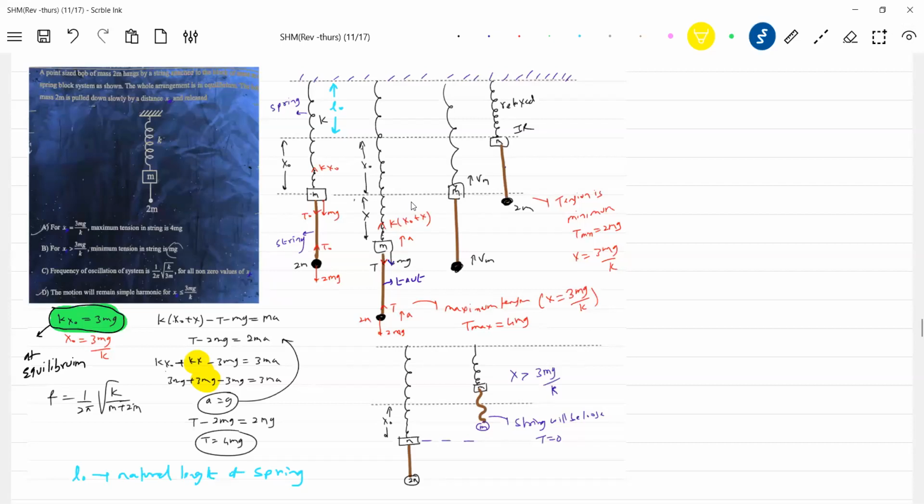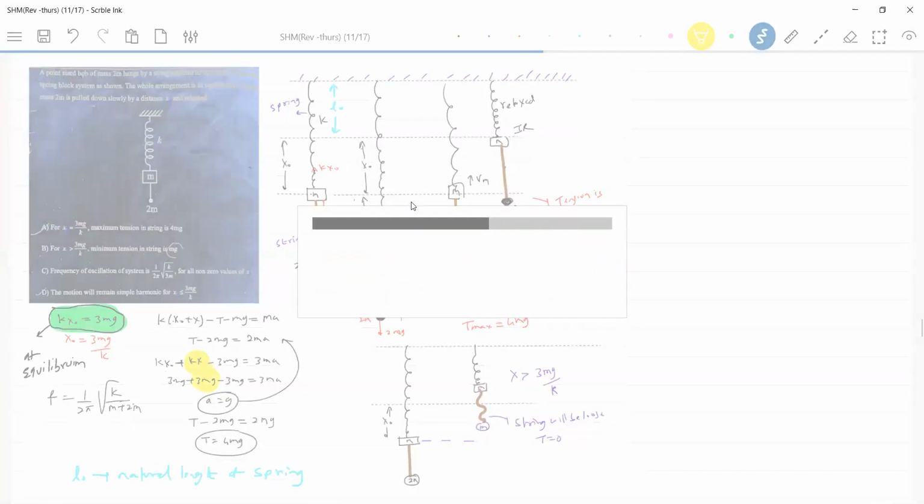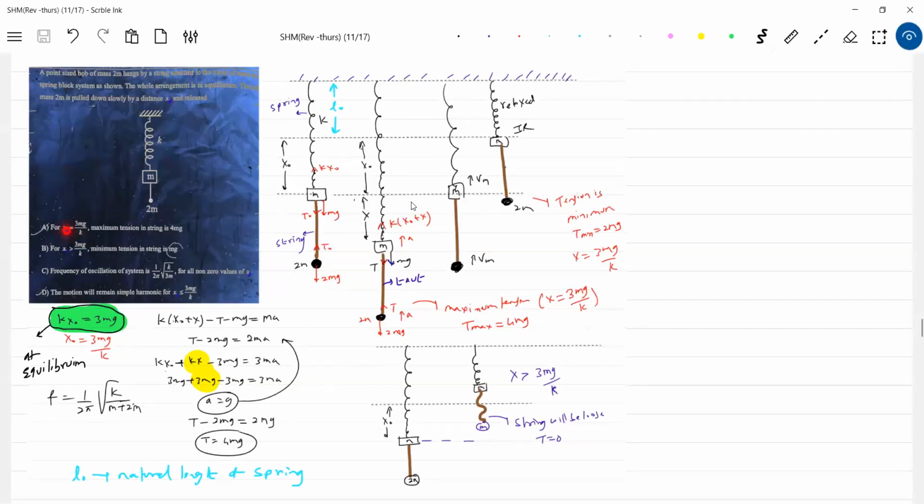You see this, sir? Why are you writing kx equal to 3mg? The other condition is given, when x equal to 3mg by k. When you pull this block by distance x, it is asking the condition where this tension will be maximum. That is 4mg. The tension in the string will be maximum when the block 2m is at the lower extreme. This is the lower extreme.